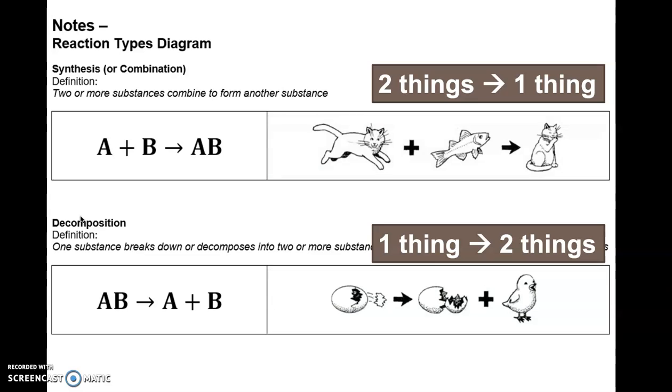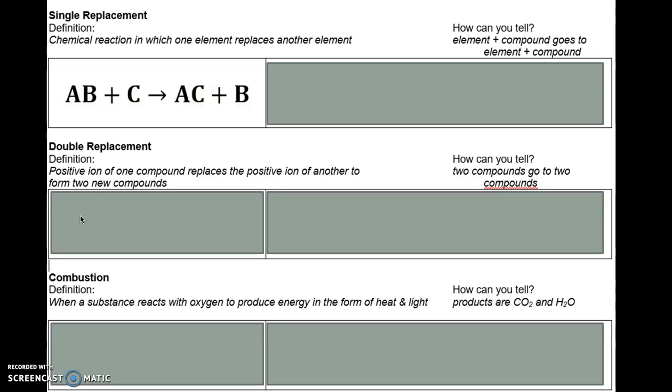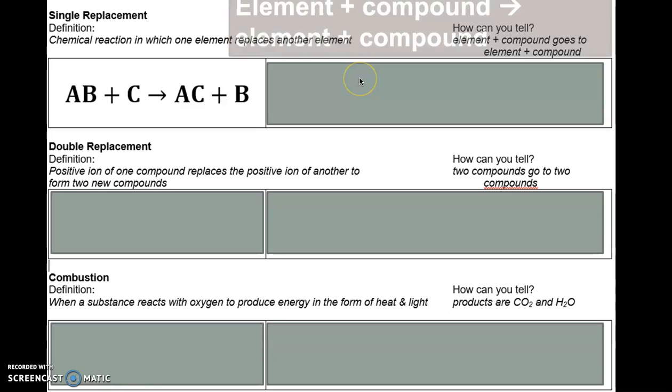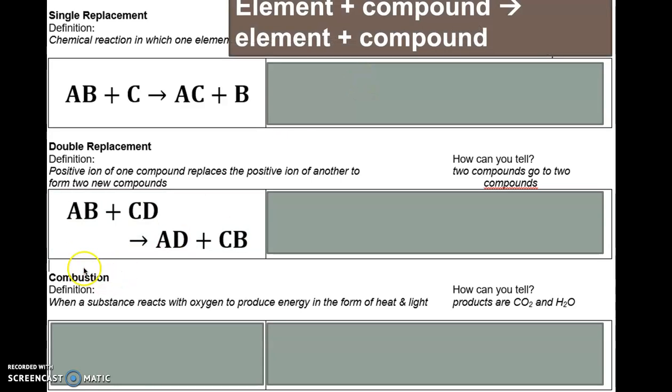Right? These are just cartoons of that. But okay, single replacement is when you start with an element and a compound, like AB plus C, and you get an element and a different compound, AC plus B. So if it's element and compound goes to element and compound, that's single replacement. Double replacement is you have 2 compounds that the partners switch, right? So AB and CD goes to AD and CB.